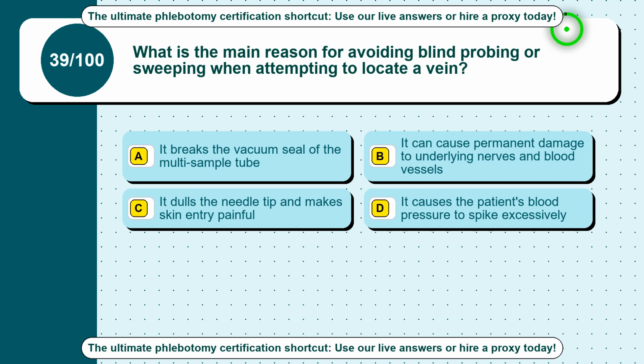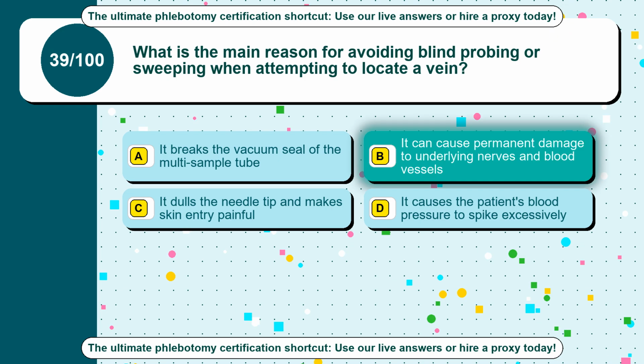Question 39. What is the main reason for avoiding blind probing or sweeping when attempting to locate a vein? Option A. It breaks the vacuum seal of the multisample tube. Option B. It can cause permanent damage to underlying nerves and blood vessels. Option C. It dulls the needle tip and makes skin entry painful. Option D. It causes the patient's blood pressure to spike excessively. The correct answer is option B. It can cause permanent damage to underlying nerves and blood vessels.